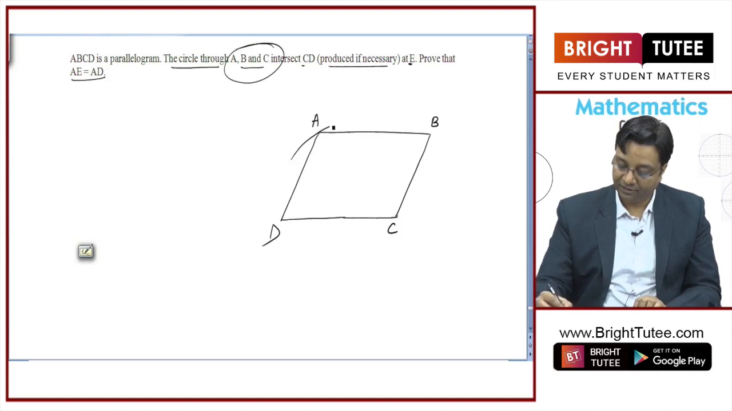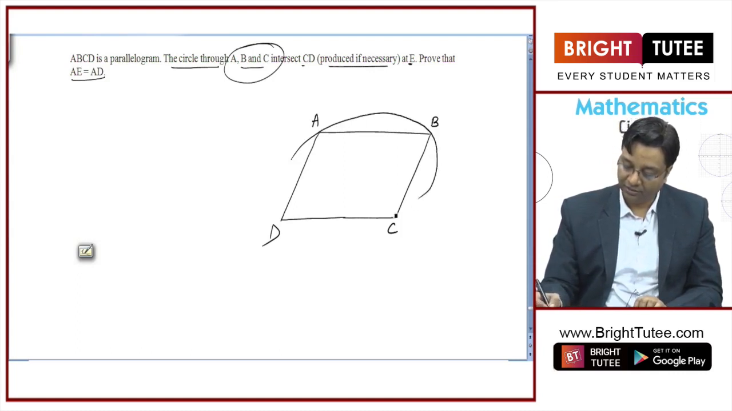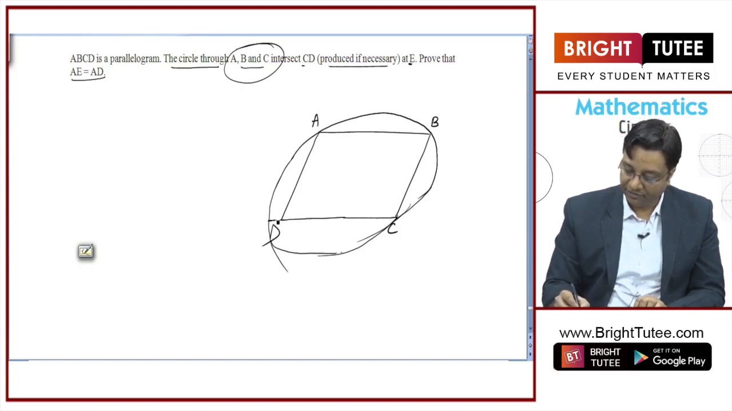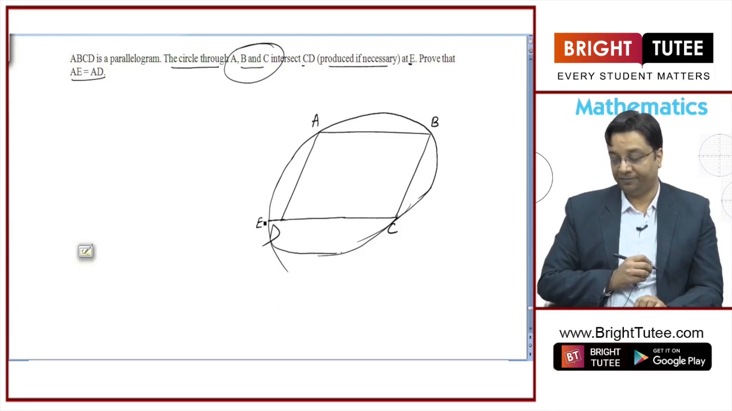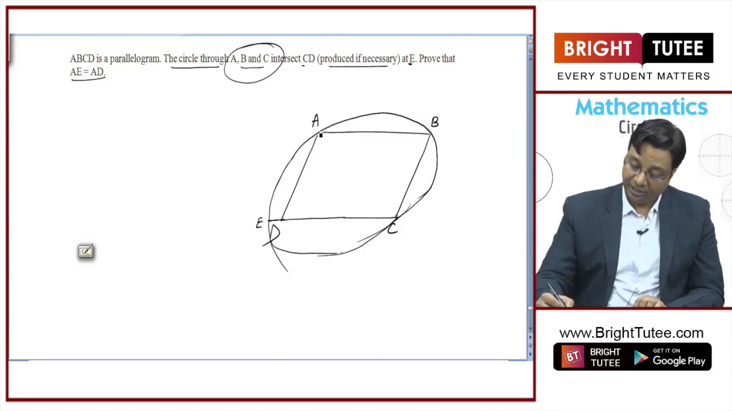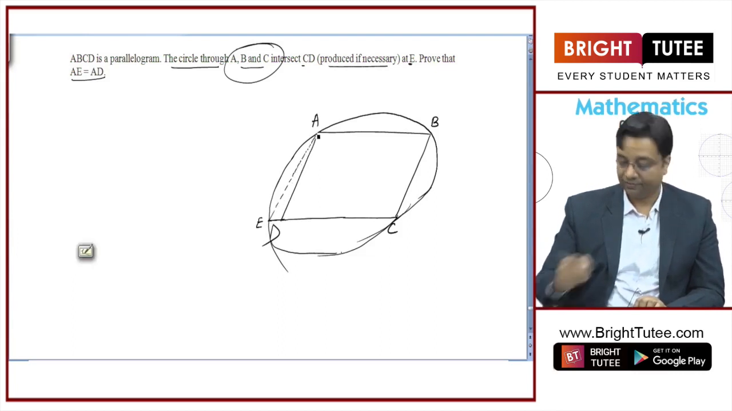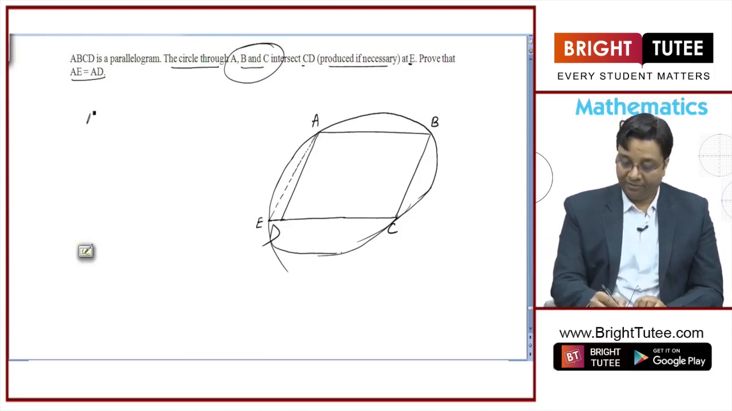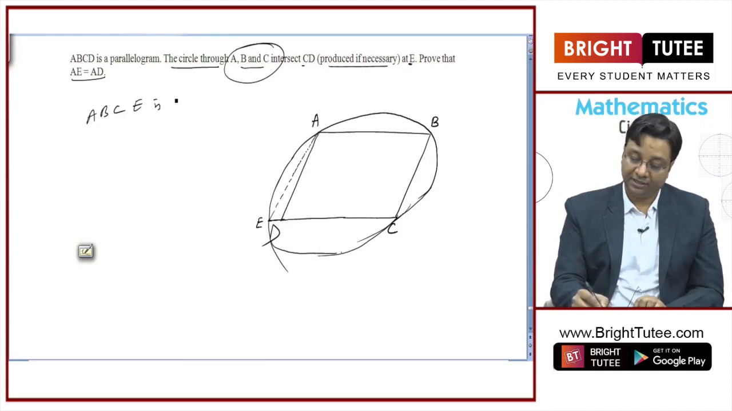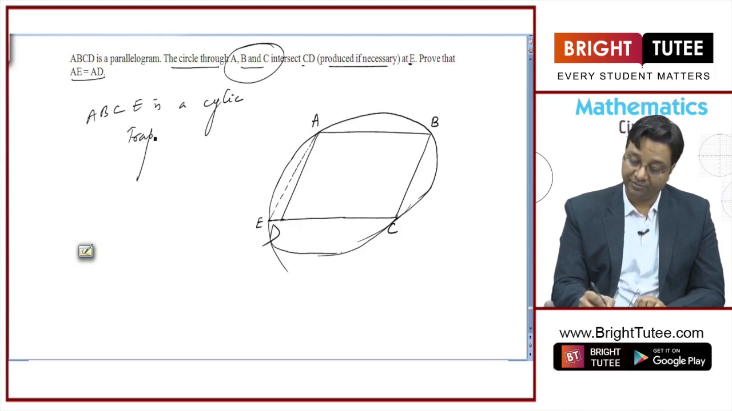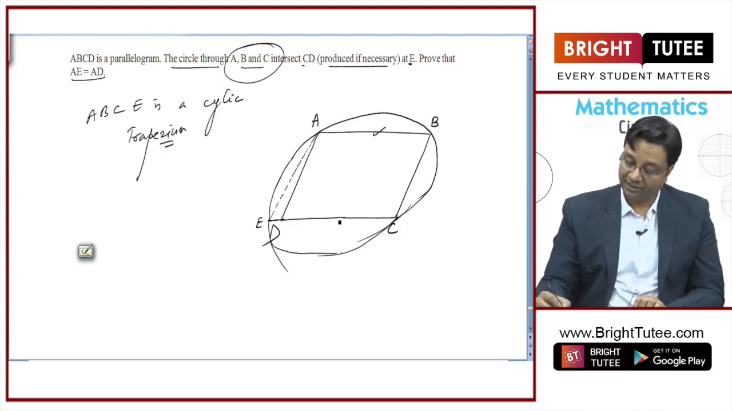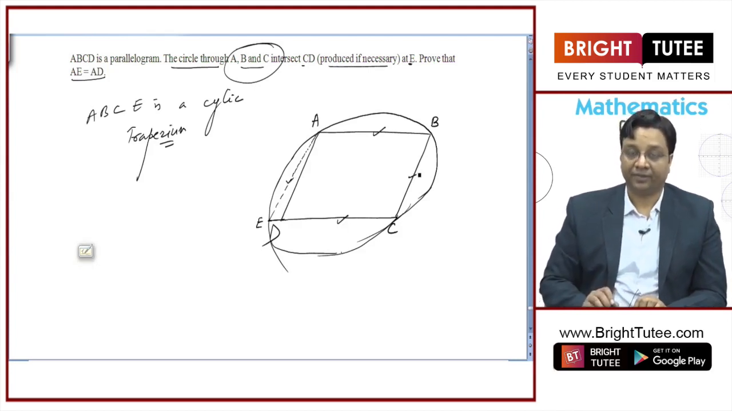Let us say this is the circle which passes through A, B and C, and it intersects CD at E. So if I produce CD, it intersects at E. Okay, so now if I join A and E, now this A, B, C, E is a cyclic quadrilateral, and especially it is a trapezium, because it has got two parallel sides and two non-parallel sides now, right?